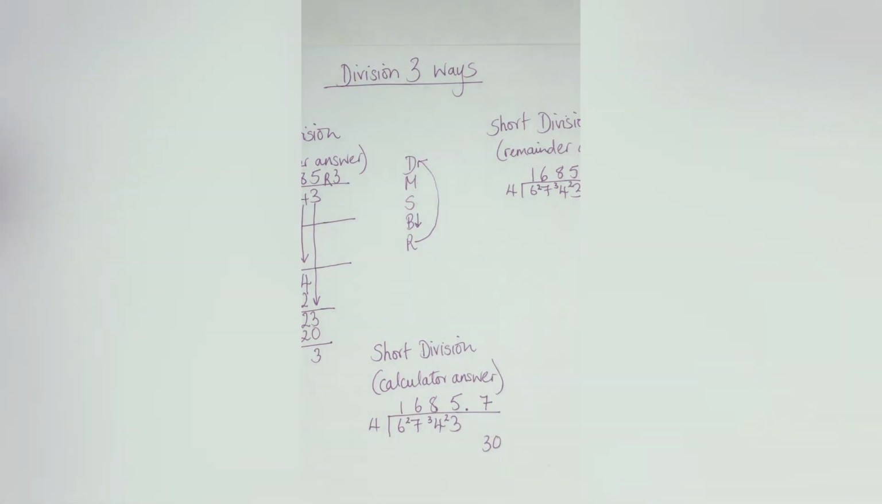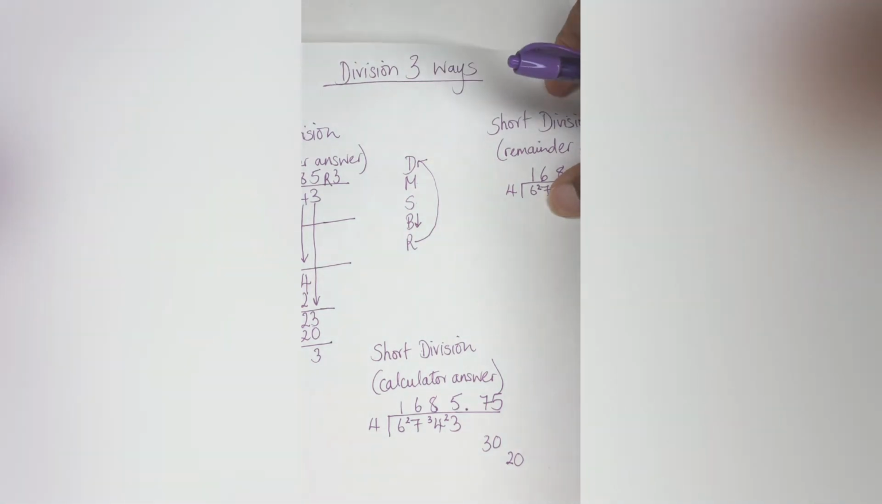Right? And then what's the remainder? So 7 times 4 is 28. So you have 2 left over to get to 30. That 2 goes here. Then you put a 0 on that. And then 4 into 20 goes 5. If you go on a calculator right now and you put 6743 divided by 4, your answer is going to be 1685.75. That is your calculator answer.